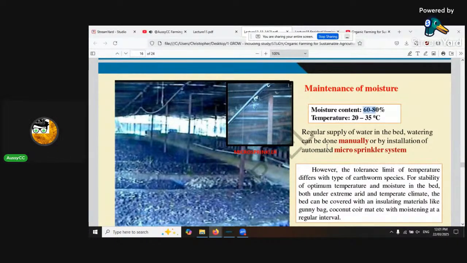In that moisture content, and a good temperature. We went through the temperature before. If you can't control the moisture, like these people, they've put in micro sprinklers.